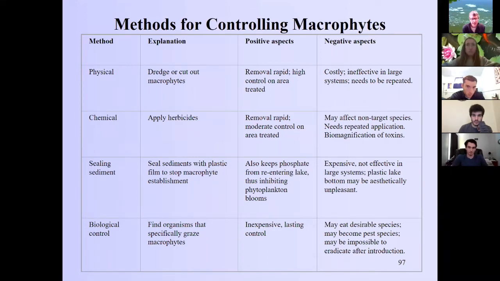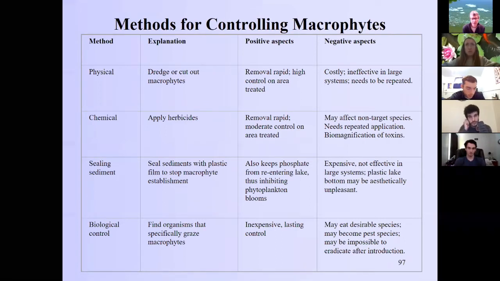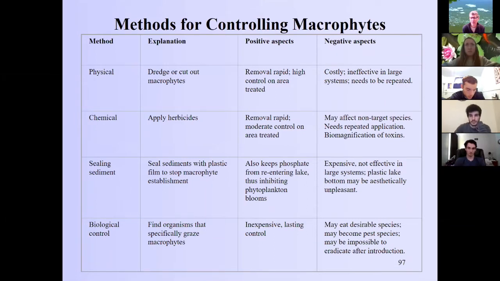You can seal the sediment. If you just put plastic on the bottom, they can't grow, at least the ones that are rooted. And it also keeps phosphate from re-entering the lake and can inhibit phytoplankton blooms. You can't do this in really large lakes, obviously. And then I'm not sure everyone wants a plastic bottom on their lake either. So that's another thing that you can do.